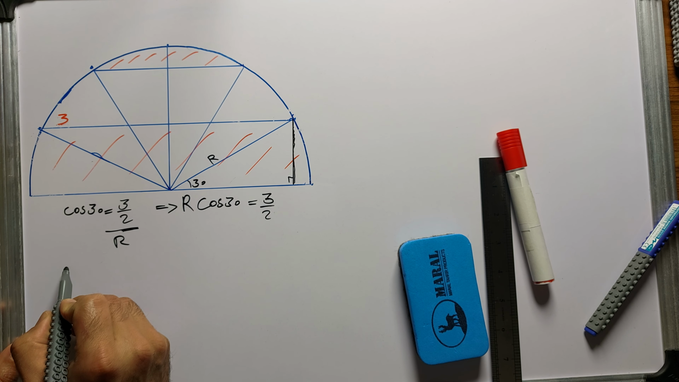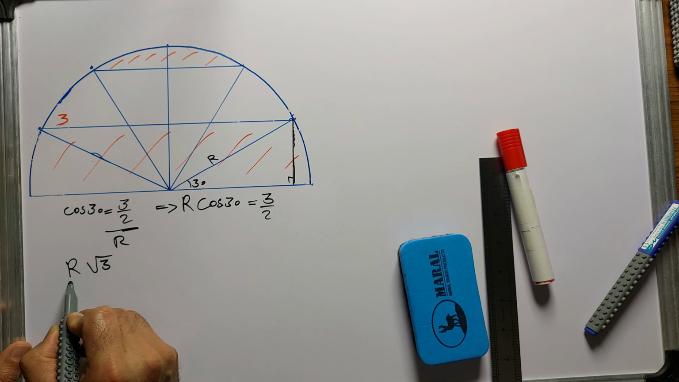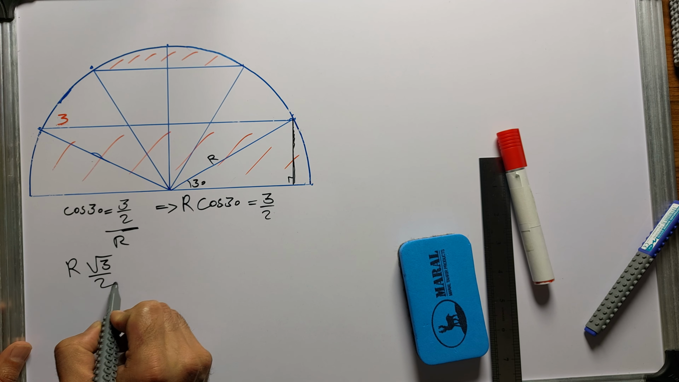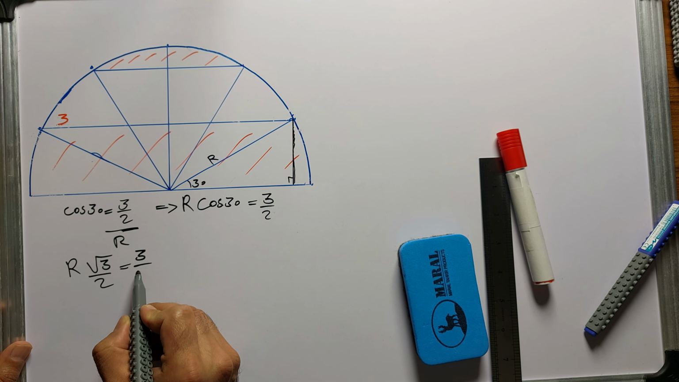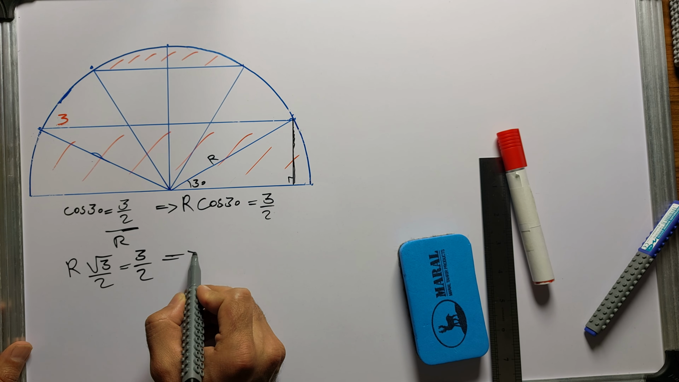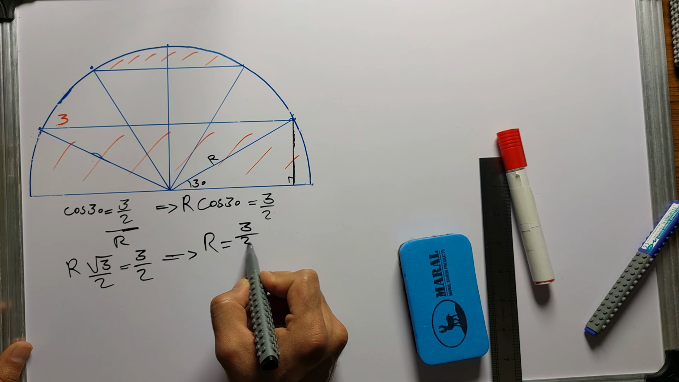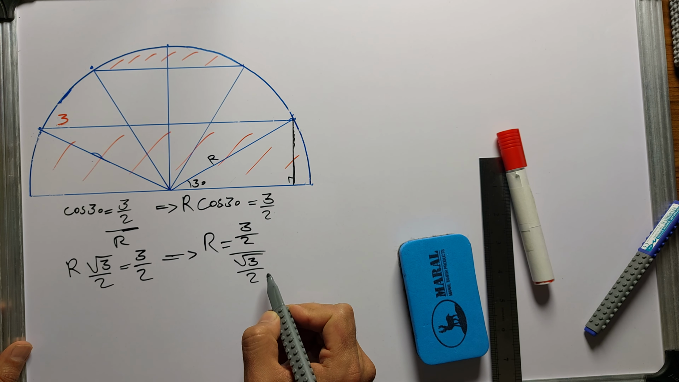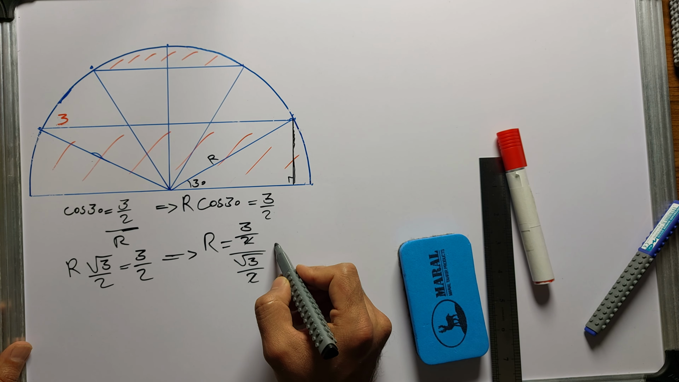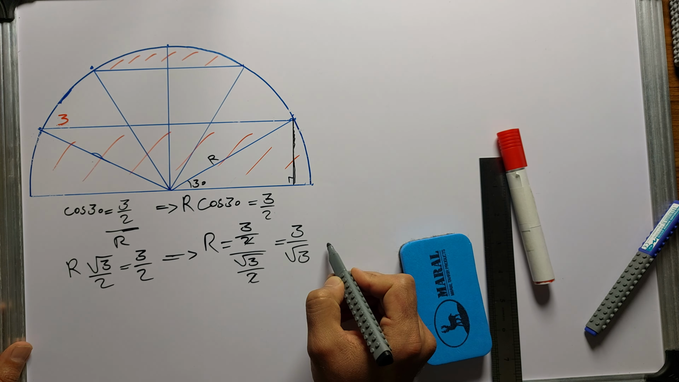So let me write it here. r times square root of 3 over 2 equals 3 over 2. So it means that r equals 3 over 2 over square root of 3 over 2. So the 2s cancel each other out, so r equals 3 over square root of 3.